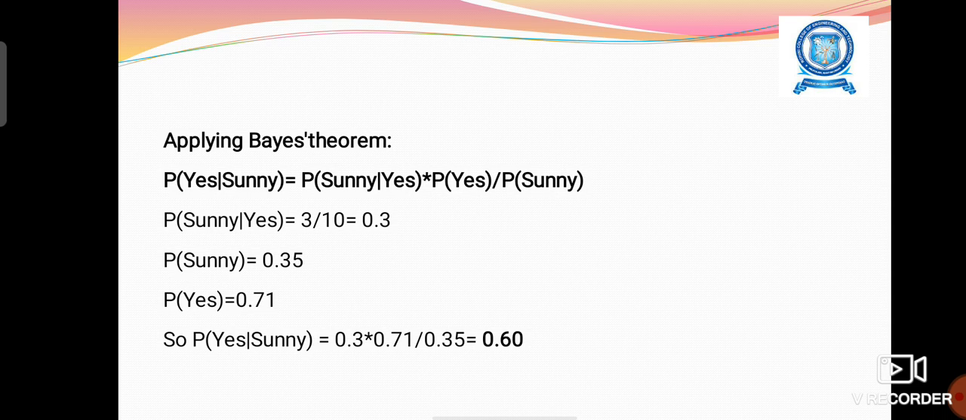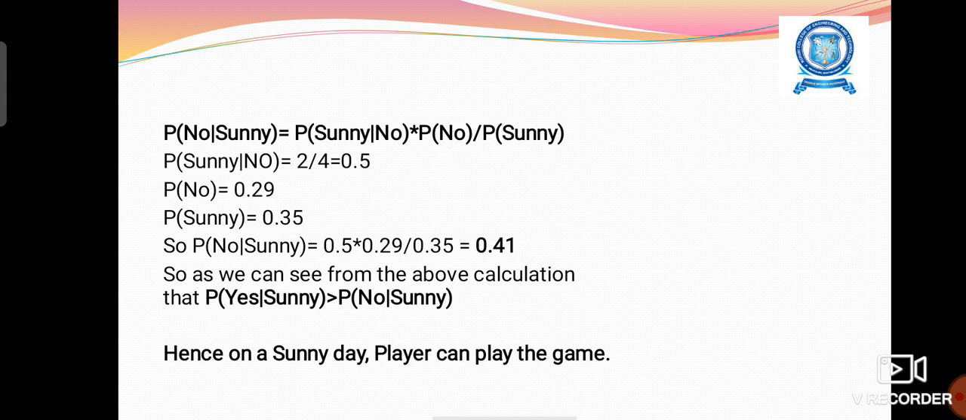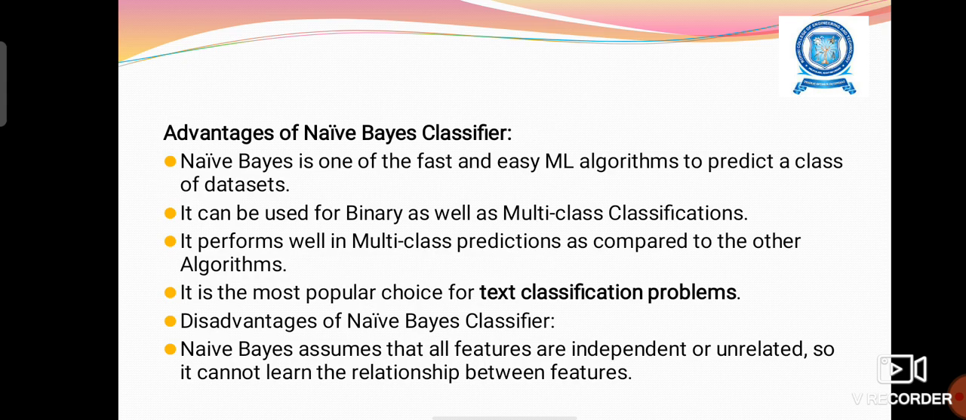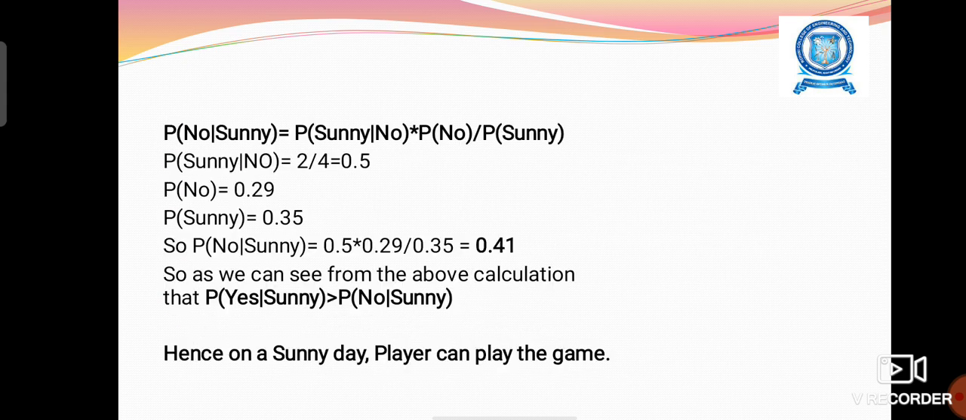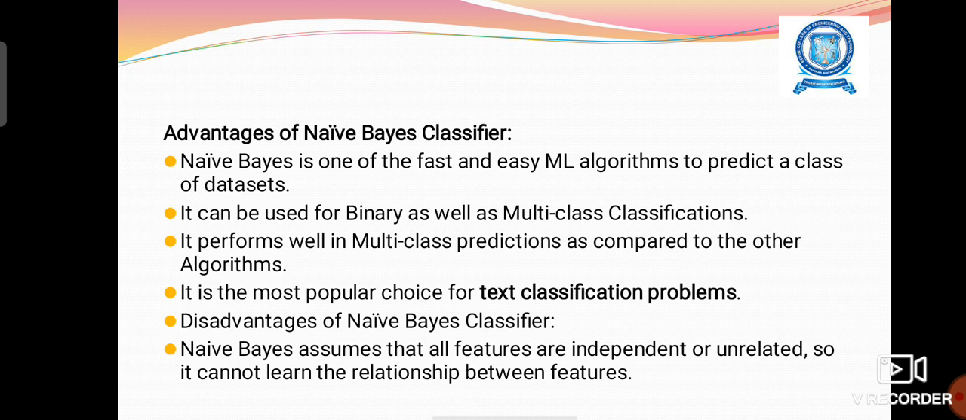Before that we have identified some probability values. Now we can apply the values: P of sunny given yes equal to 0.3, P of sunny equal to 0.35, P of yes 0.71. We could identify the probability value of having the yes value if the weather is sunny is equal to 0.60. So in this way we can calculate the conditional probability values of some events for some scenarios using the Naive Bayes classifier.